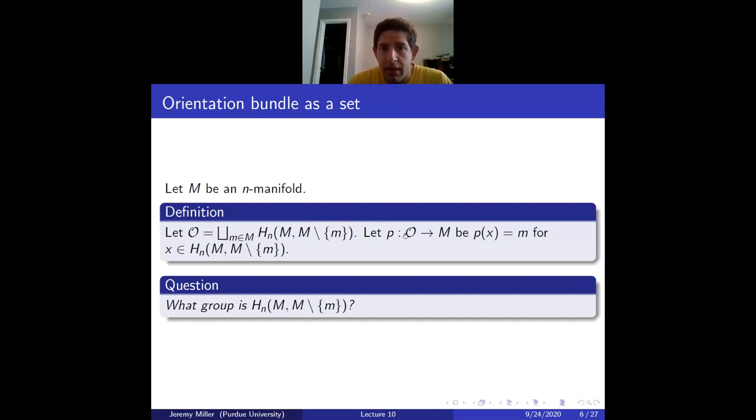And then there's a projection map from this set to M, where p of x is the point if x is an element of this homology group.